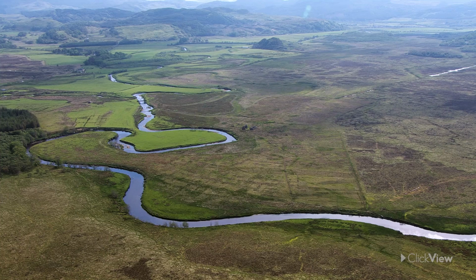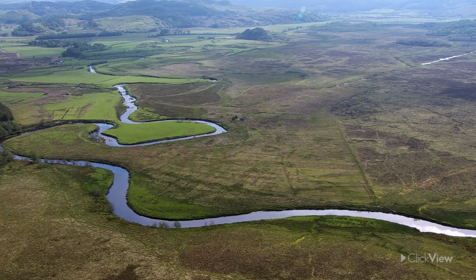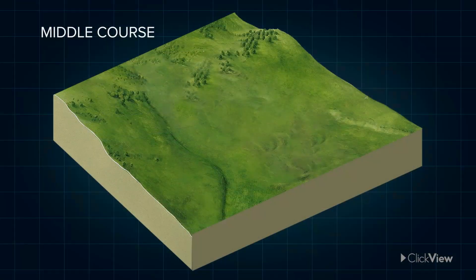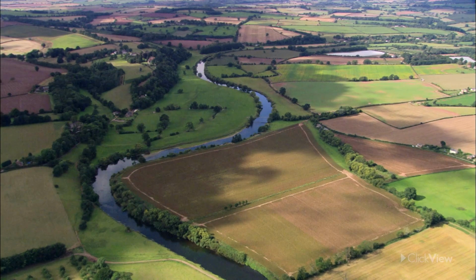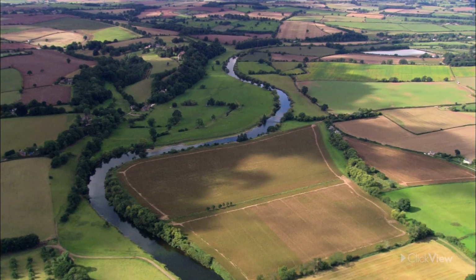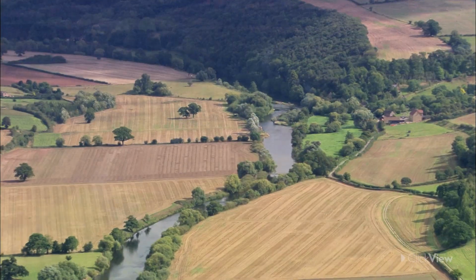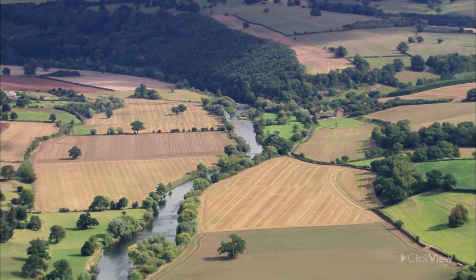When rivers flow across flatter landscapes like floodplains, the water doesn't flow in a straight line. It shifts from side to side due to unevenness in the riverbanks and bed. With that in mind, let's look at two landforms found in the middle course, meanders and oxbow lakes.